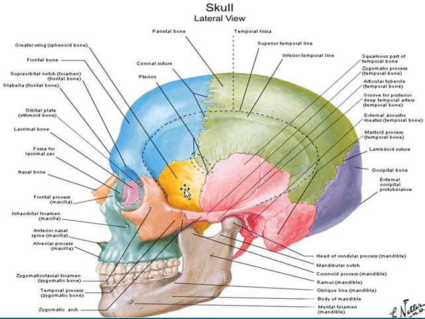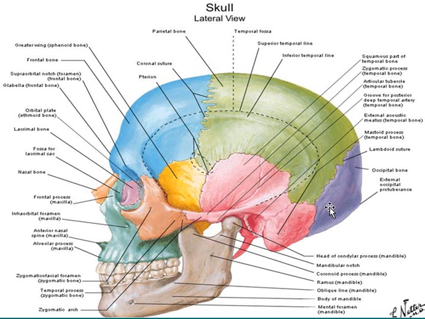In addition, we can see the greater wing of the sphenoid bone, part of the zygoma and ramus of the mandible. In addition, the inferior and part of the body of the mandible. In addition, part of the squamous part of the occipital bone.